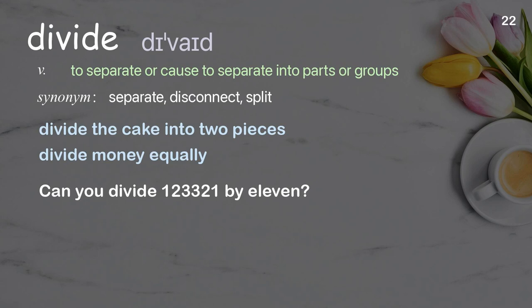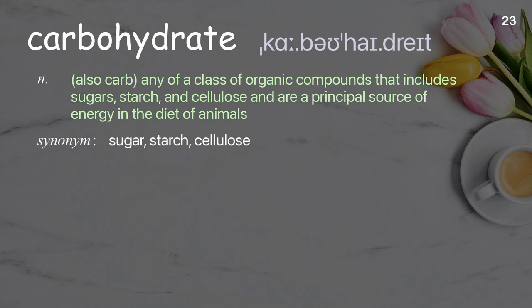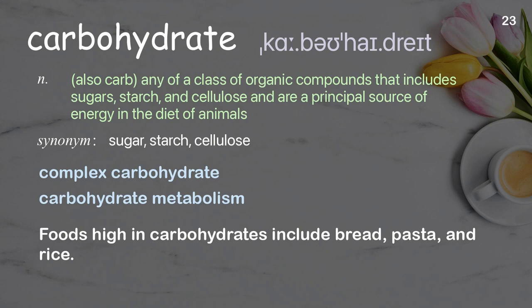Carbohydrate. Also carb: any of a class of organic compounds that includes sugars, starch, and cellulose and are a principal source of energy in the diet of animals. Examples. Complex carbohydrate. Carbohydrate metabolism. Foods high in carbohydrates include bread, pasta, and rice.